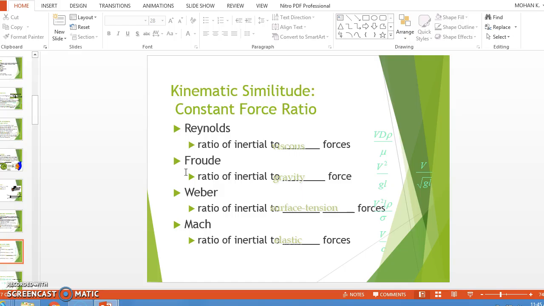Kinematic, dynamic and geometric similarity, constant force ratio. Dimensionless numbers: ratio of inertial to viscous force, ratio of inertial to gravitational force, ratio of inertial to surface tension force, ratio of inertial to elastic force.